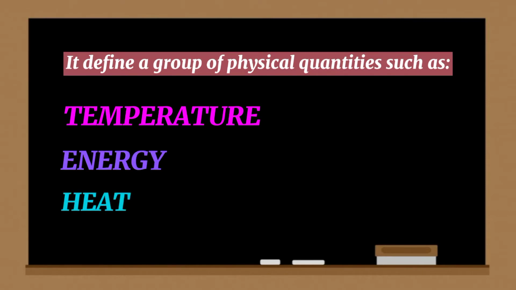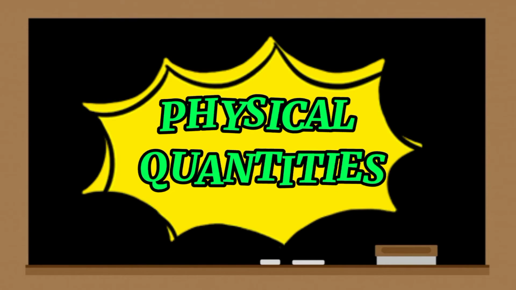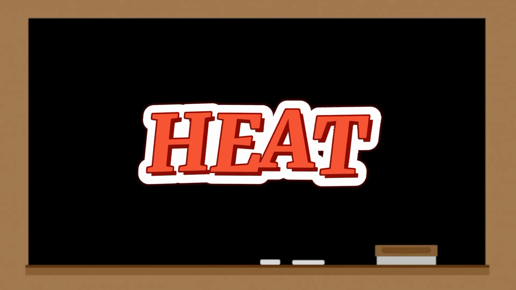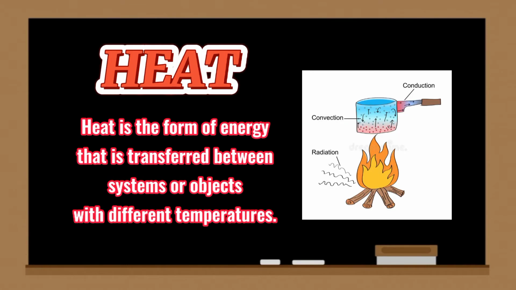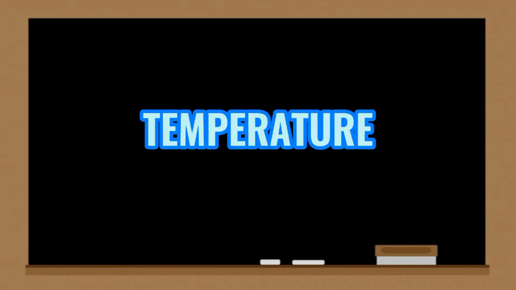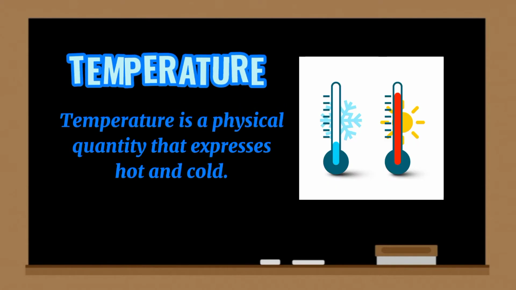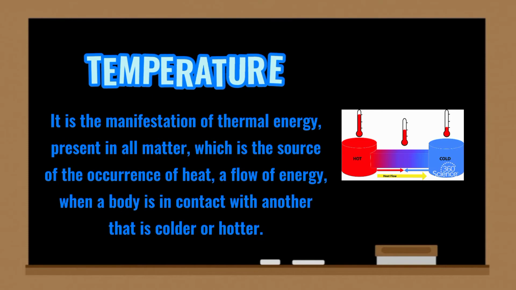So let us first discuss the definitions of each physical quantity. First up is heat. Heat is the form of energy that is transferred between systems or objects with different temperatures. Second is temperature. Temperature is a physical quantity that expresses hot and cold. It is the manifestation of thermal energy present in all matter, which is the source of the occurrence of heat, a flow of energy when a body is in contact with another that is colder or hotter.